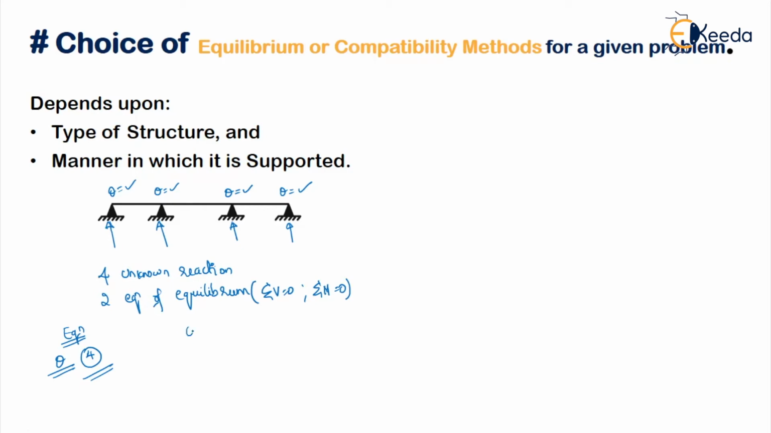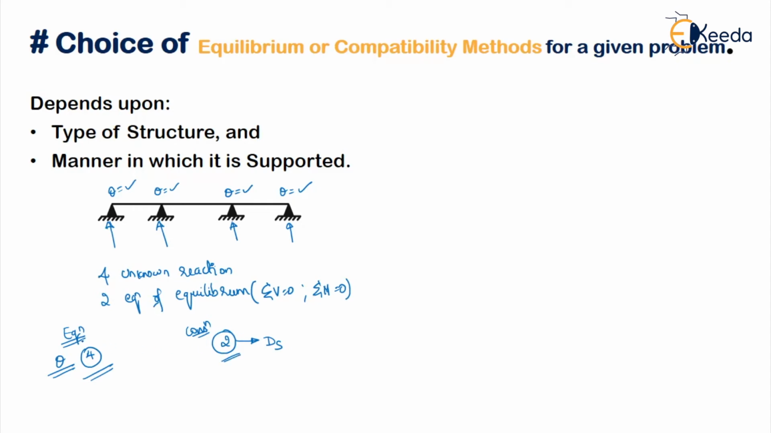Now suppose you go for compatibility equations. What will happen? There are 4 unknowns, but we already have 2 equations of equilibrium. Using these two, we can find 2 unknowns. So the remaining unknowns will be only 2. This will be the degree of static indeterminacy, right? So we need only 2 equations of compatibility here.